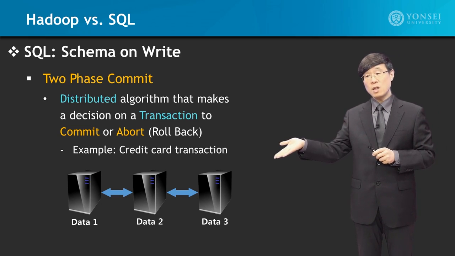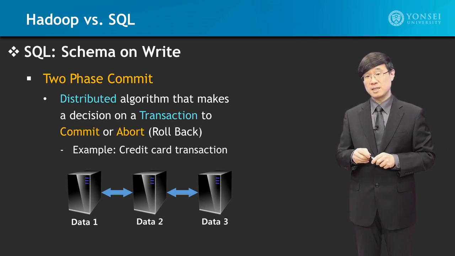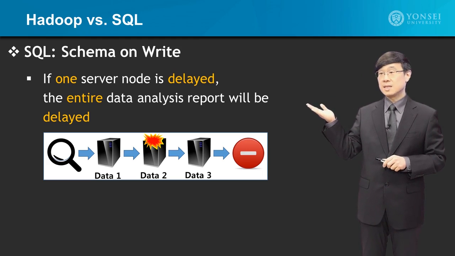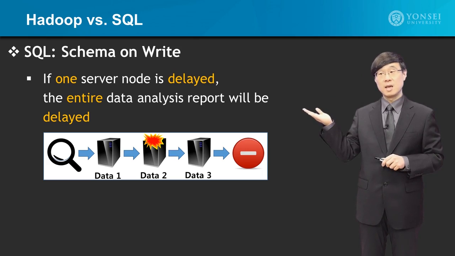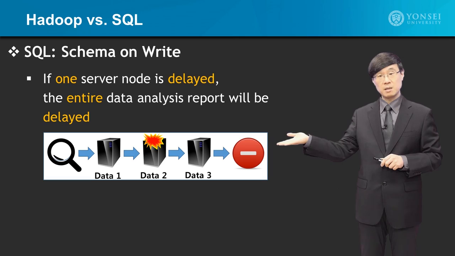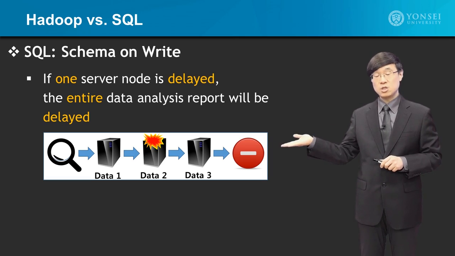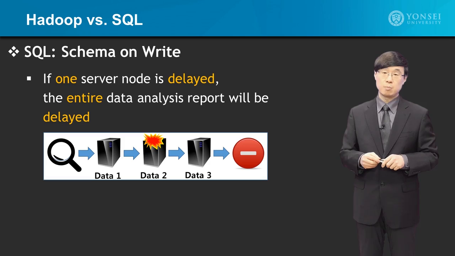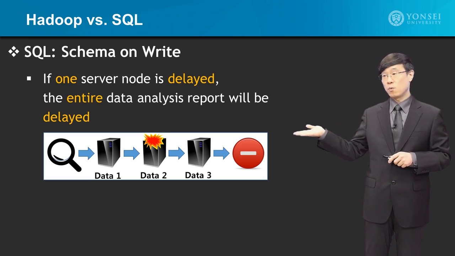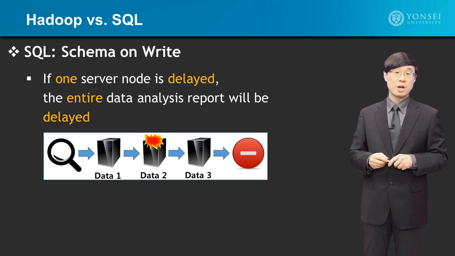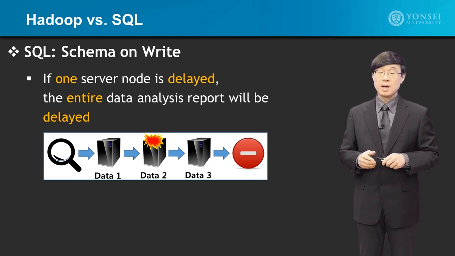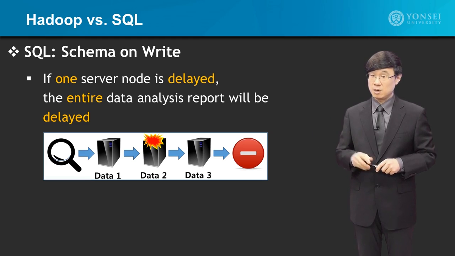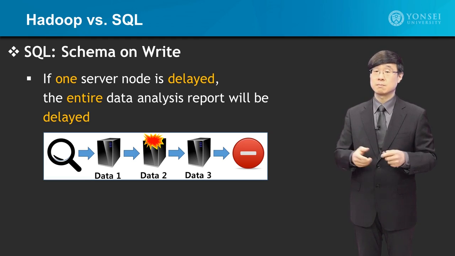Now, in an overall system, you can see three data systems connected together. And if one server node is delayed, the entire data analysis report will be delayed because the three data systems connected in the middle are linked together and they need each other to process the data to make a decision either to accept or reject the processed transaction. And therefore, if one in the middle is not working, then nothing will work. You will get no result at all. This is the characteristic of a schema on write SQL type database system, either RDBMS or RDSMS.